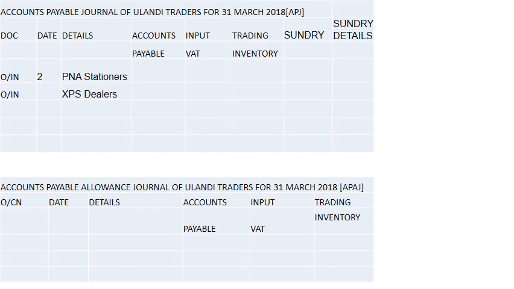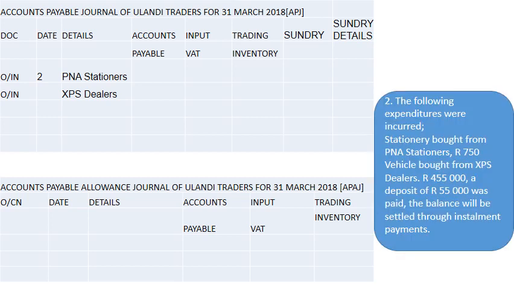To record transactions that were excluded or omitted from cash journals, we will start with line transaction 2, where stationery was bought from P&A Stationers for 750. We said this transaction is a credit transaction. We are buying here stationery on account. This transaction will then be recorded in the accounts payable journal as follows.